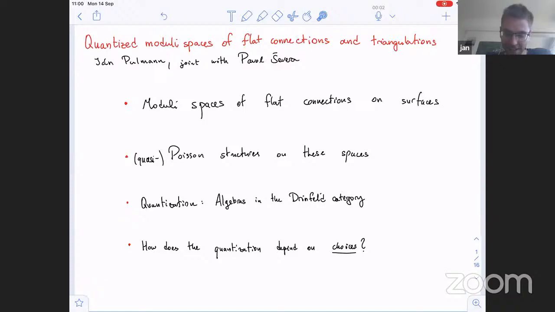I will be talking about what will hopefully be my thesis. And this is done under the watchful eye of Pavel Safronov. So the title is Quantized Moduli Spaces of Flat Connections and Triangulations. The first part is this old story, the quantized moduli spaces of flat connections, and the triangulation is the new addition. The kind of moduli spaces we consider are moduli spaces of flat G-connections for a Lie group G on surfaces. So this is the setup.